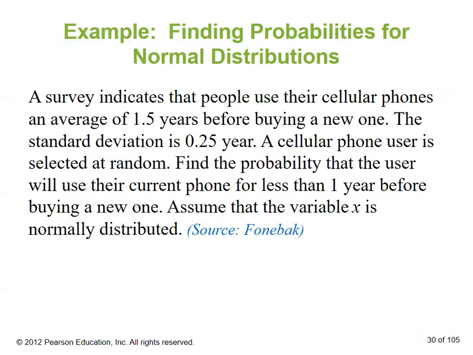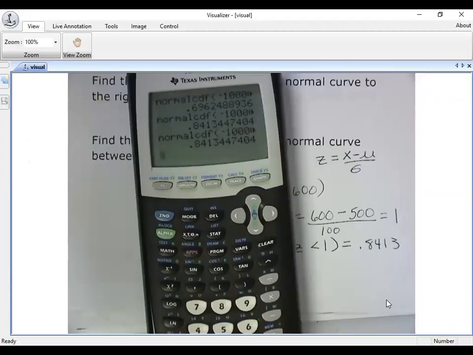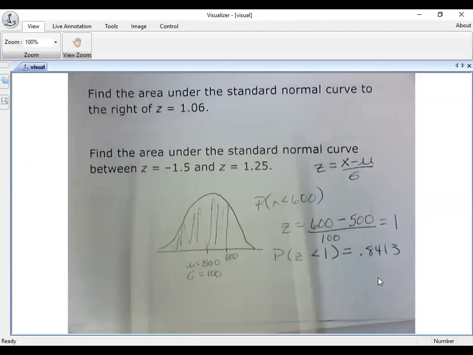The standard deviation is 0.25 years. A cell phone user is selected at random. Find the probability the user will use their current phone for less than a year before buying a new one, and assume that the variable X is normally distributed. Okay? So what I want to do is go back to the worksheet, and we'll work on this together.